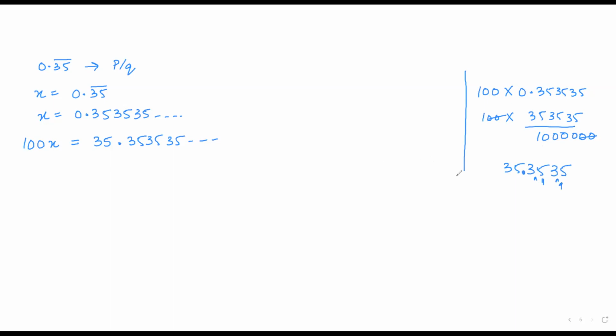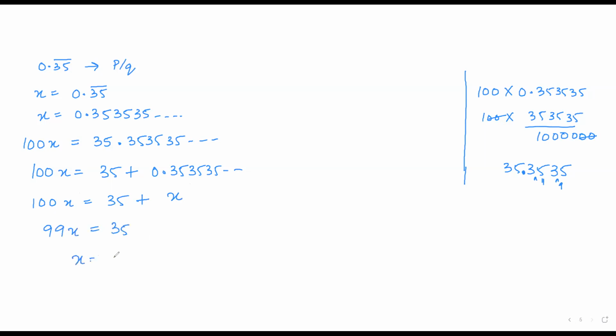Okay. Yes, ma'am. So now this you can again break. So 100x is equal to 35 plus 0.353535 like that. Now this is again your x. So 100x is equal to 35 plus, now this is again x. Take this x here. So you get 99x is equal to 35 and x is 35 divided by 99. Got it? Yes, ma'am.